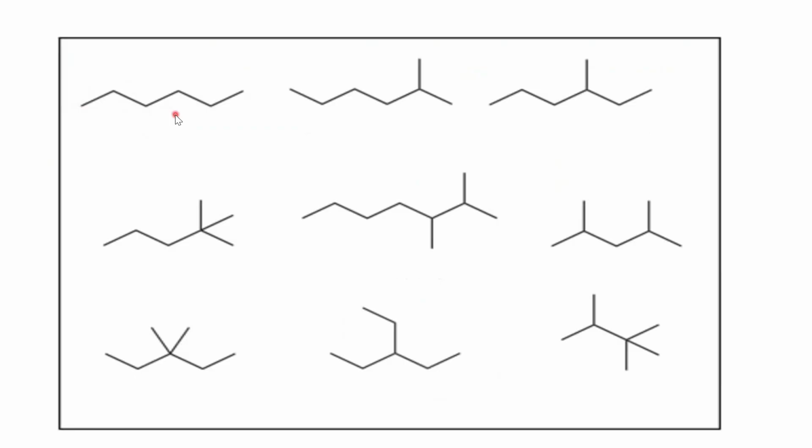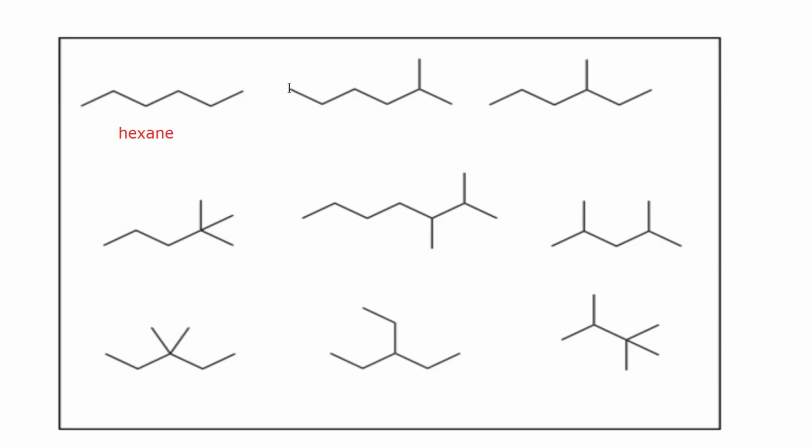The first one is very easy. It's not branched. It's normal alkane. We need only to count the number of carbons. 1, 2, 3, 4, 5, 6. 6 if you remember hex. We don't have any unsaturated bond. This is ane, alkane. So this is hexane.